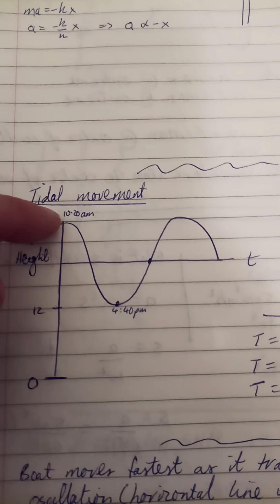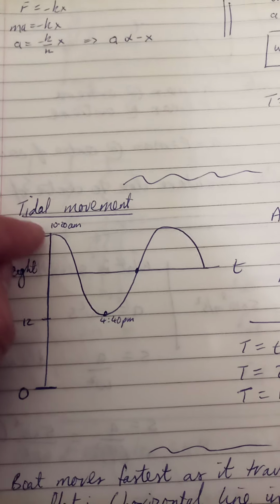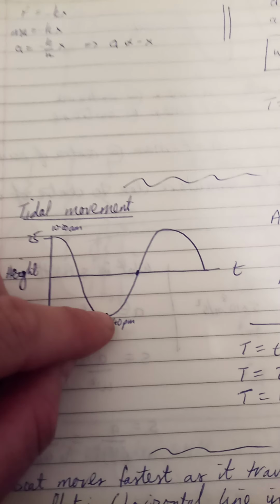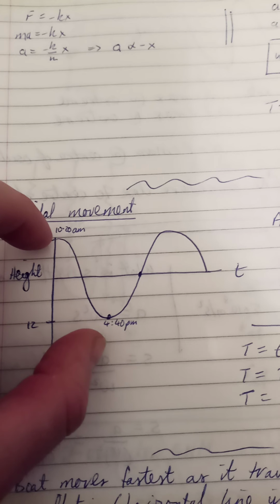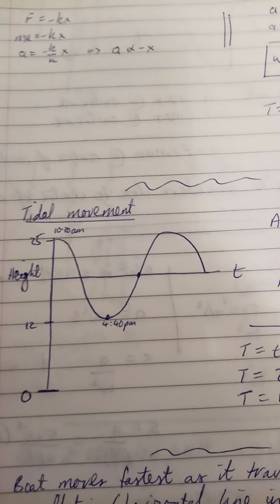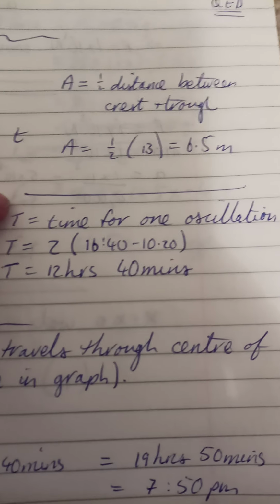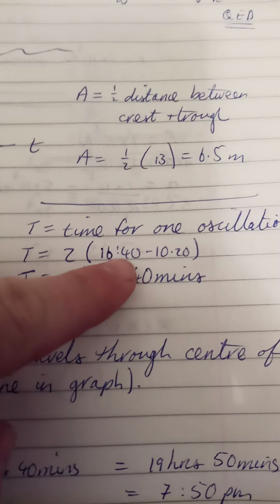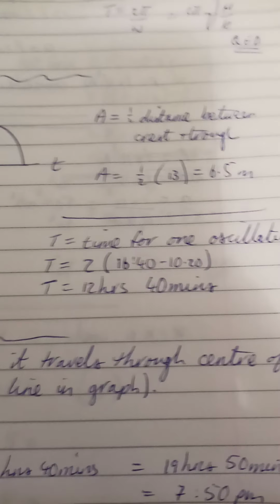The periodic time is the time taken to repeat itself, the time taken to go from there to there. So time taken to go from there to there is half a period. So if I subtract those times, I get 6 hours and 20 minutes and then double it for the period. So that's it. T is the time for one full oscillation. The time between high and low tides is only half an oscillation, so double it and you get 12 hours, 40 minutes.